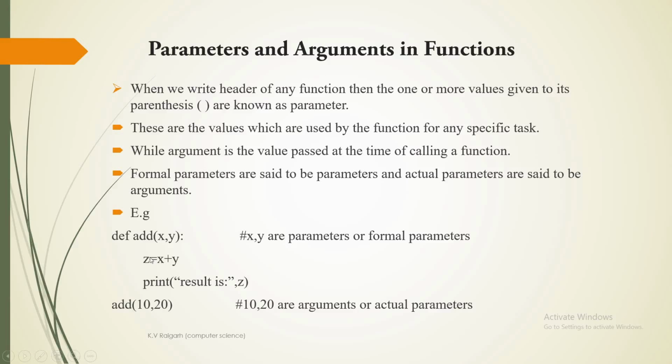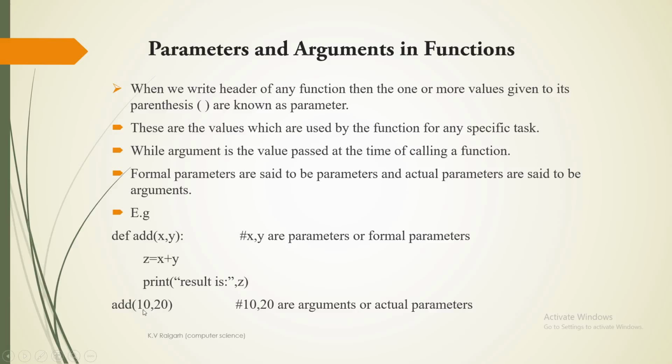Now move to the next line. After writing the definition of the function, what do you need to do? You need to call this function. If you want this function to execute, then you need to call it. How to call this function? Very simple. Write the function name and simple parentheses. Inside this parenthesis, you need to pass arguments, and the arguments depend upon the parameters, that is, how many parameters are in the header section of the function. There are two parameters, that's why we need to pass two arguments.